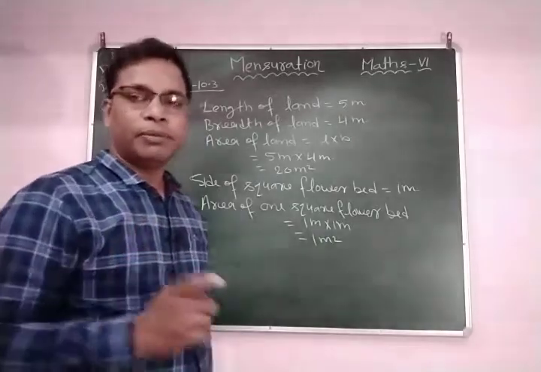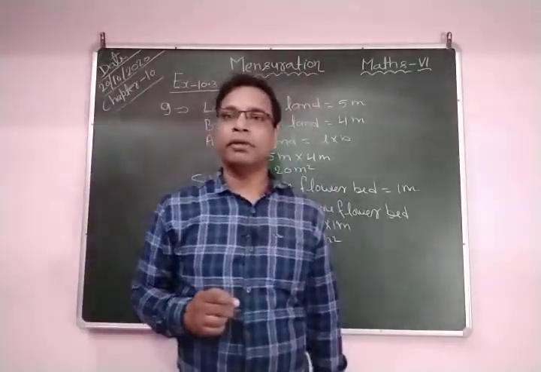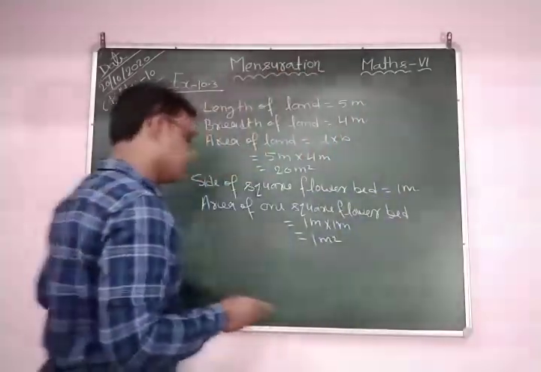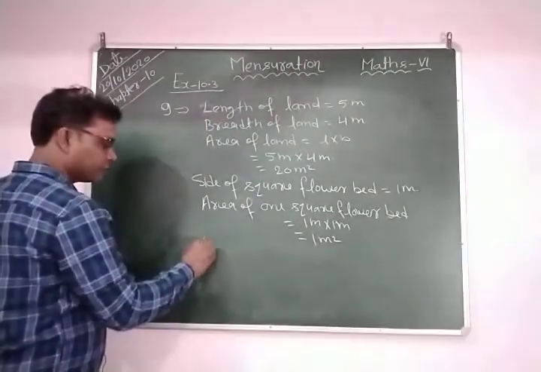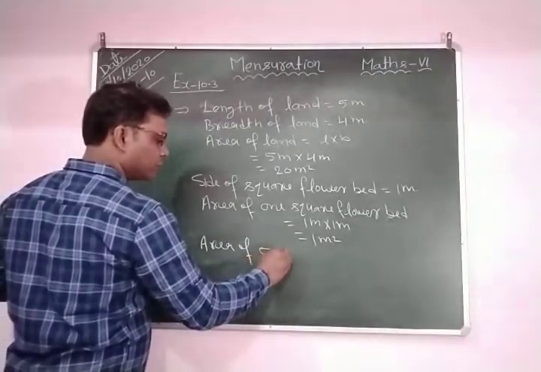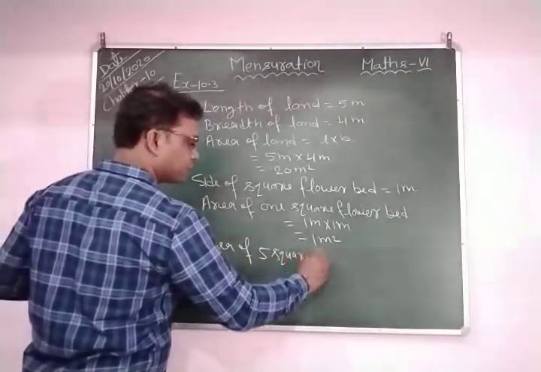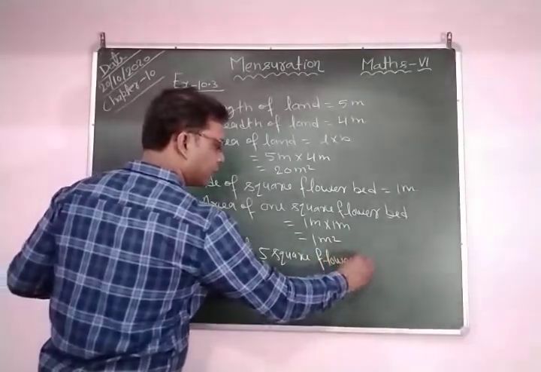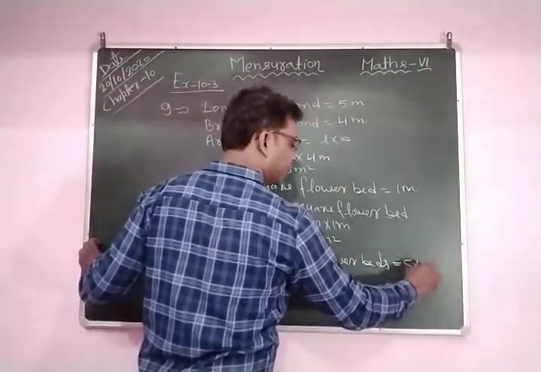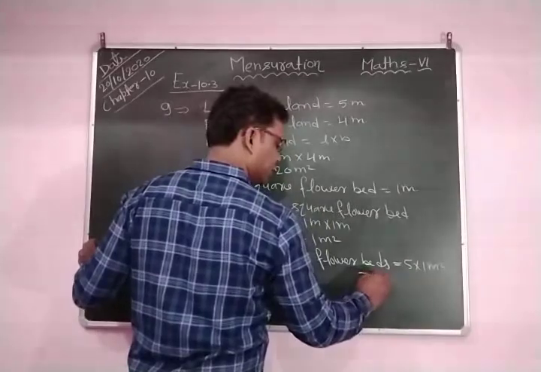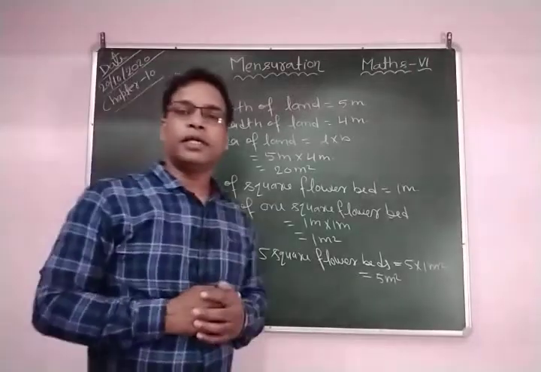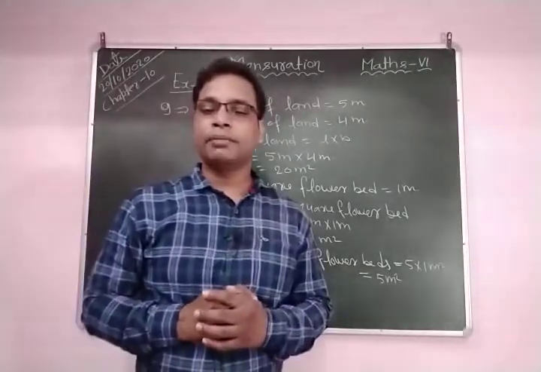So now we have 5 square flower beds. So we find the area of 5 square flower beds. Area of 5 square flower beds is equal to 5 into 1 meter square. This gives 5 meter square. Clear? Now we need to find the remaining part of land.